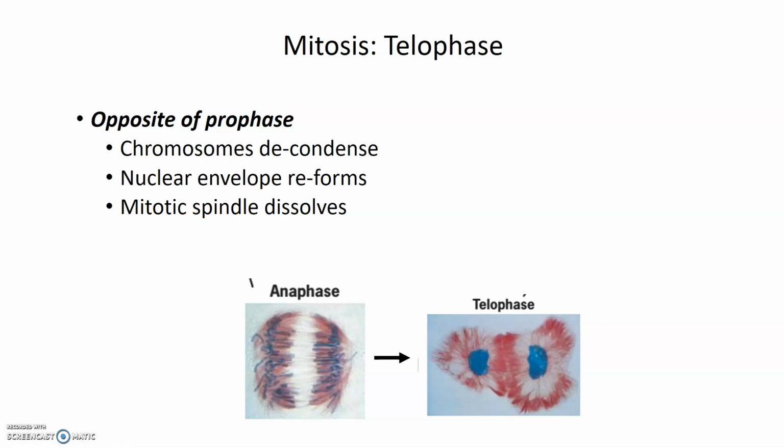And then after the sister chromatids are separated, the cell will enter into the next phase of mitosis, or telophase. Telophase is basically just the opposite of prophase. So you'll remember that in prophase, the chromosomes have to condense, the nuclear envelope has to dissolve to free the DNA, and the mitotic spindle has to be made. Well, in telophase, we have to decondense these chromosomes. We have to reform the nuclear envelope around them in both of the 2 new cells, and we have to dissolve the mitotic spindle, because now that the DNA has been separated, it's no longer necessary.